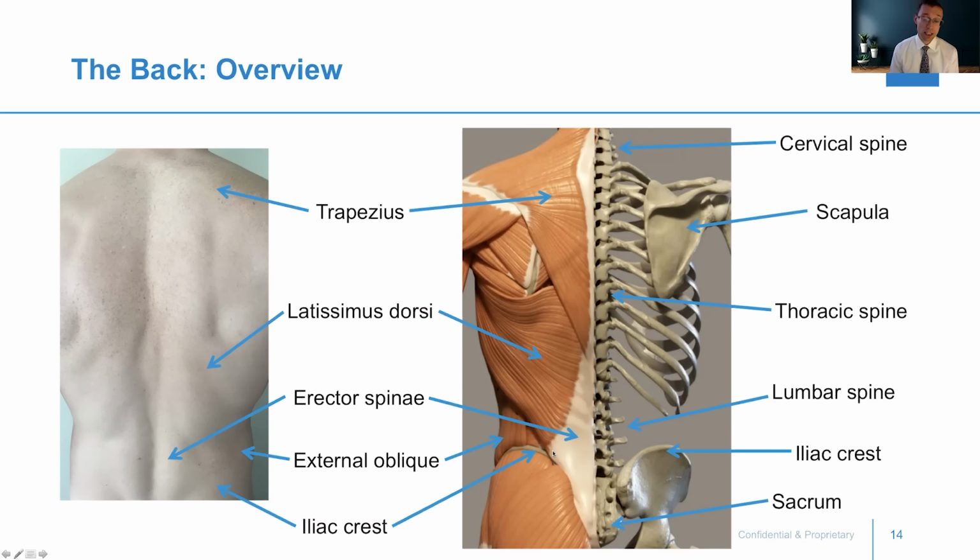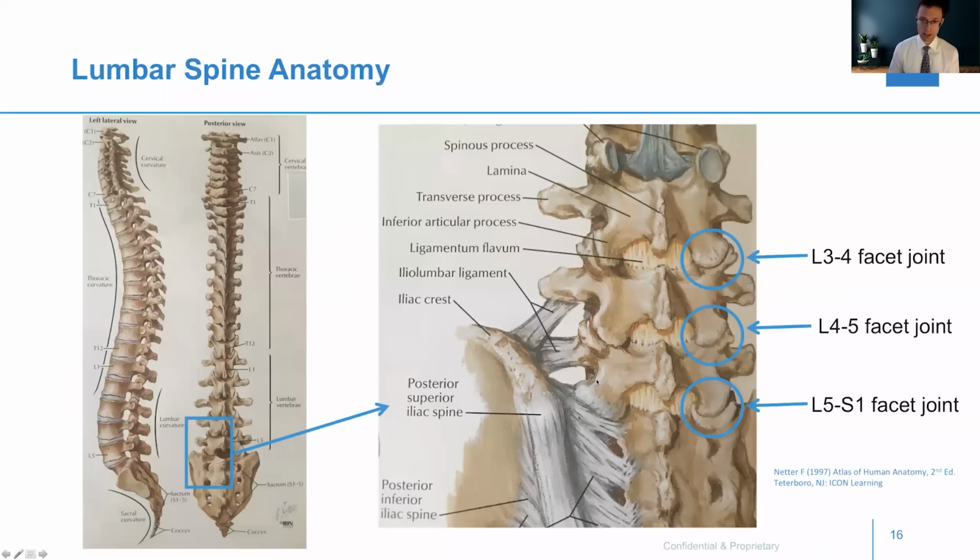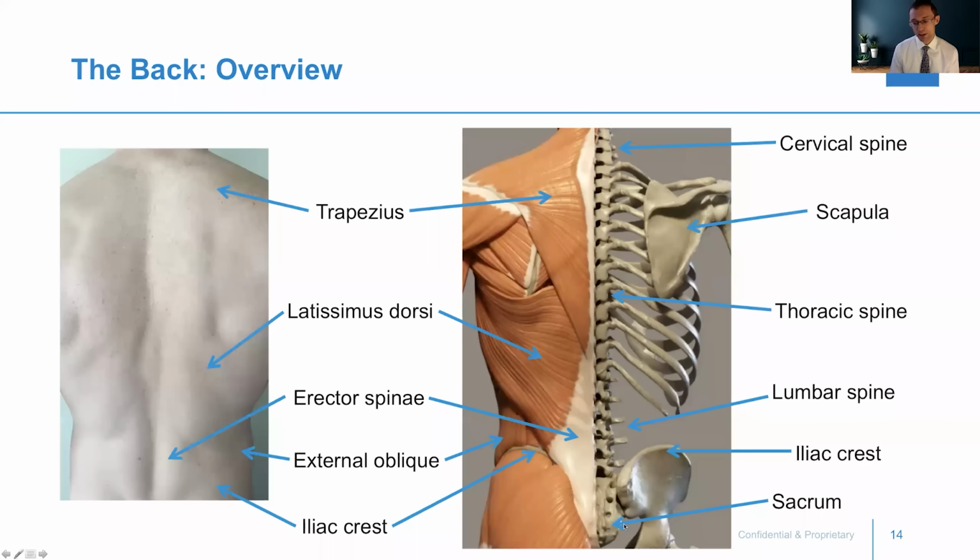So as you can see, the back is composed of this complex network of muscles that will commonly be their own source of back pain. Underneath the muscle layer, you have the rib cage, the shoulder blade in the upper back, and the lumbar spine with its 5 spinal segments, L5, L4, L3, L2, L1, labeling the vertebral bodies, and then the sacrum at the bottom.